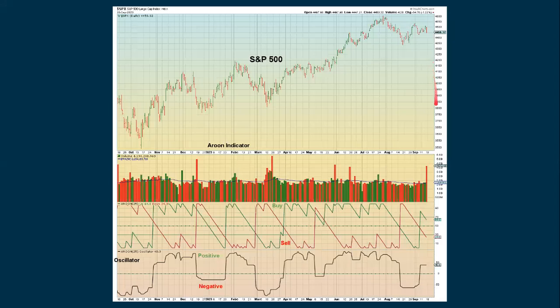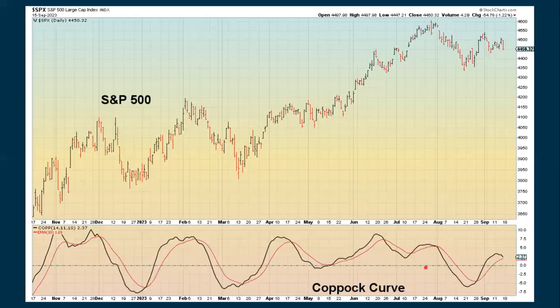The Erin indicator tries to measure the difference between buyers, which is the green line, and sellers, which is the red line. When we're above zero, that's the oscillator that's calculated down below. And when we go above that level, we're positive, but we've been flatlining. And so this hasn't been recalculating very much.